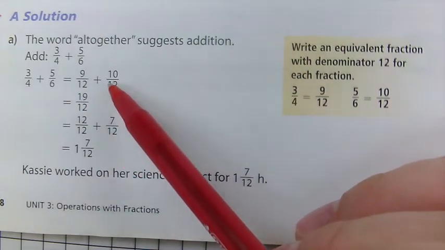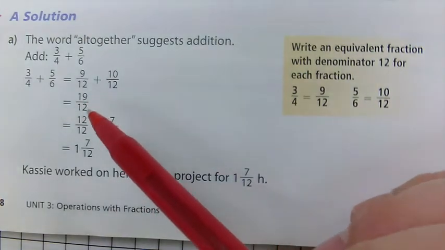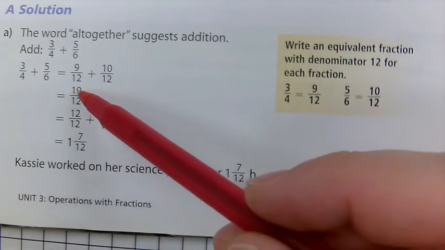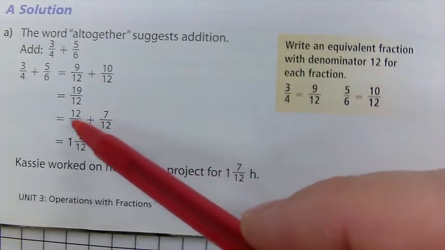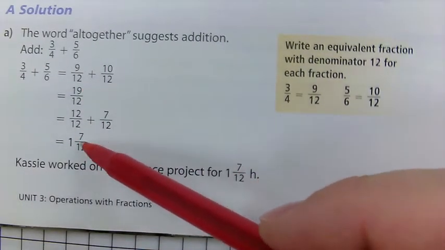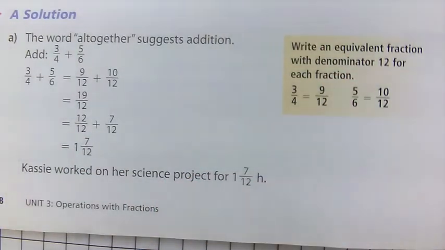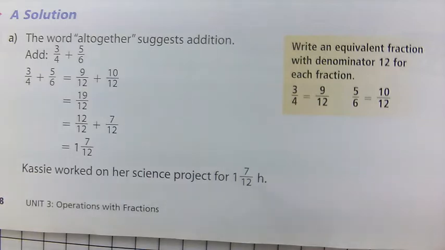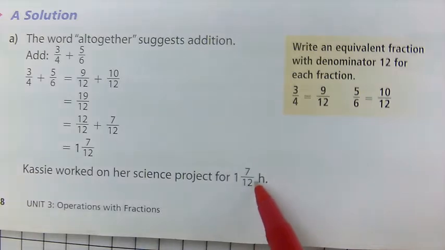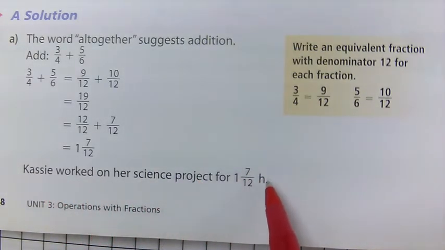Now that we have a common denominator, we can add our numerators. 9 plus 10 is 19 all over 12. Then we can take 12 of those 19 out to make 1, and we're left with 7/12. So it's 1 and 7/12. These are equivalent fractions. This is just a mixed fraction, which is more useful to refer to, because then you know that it's 1 hour and also 7/12 of an hour. So Cassie worked on her science project for 1 and 7/12 of an hour.